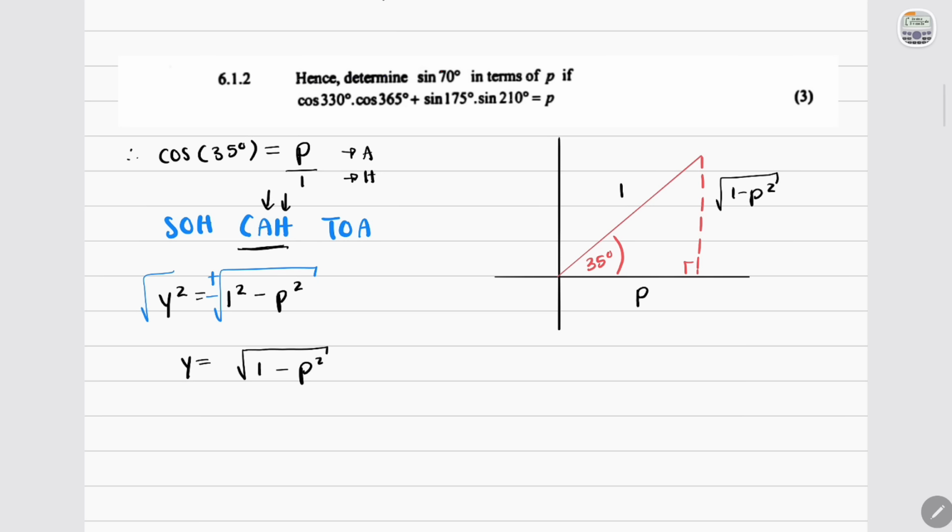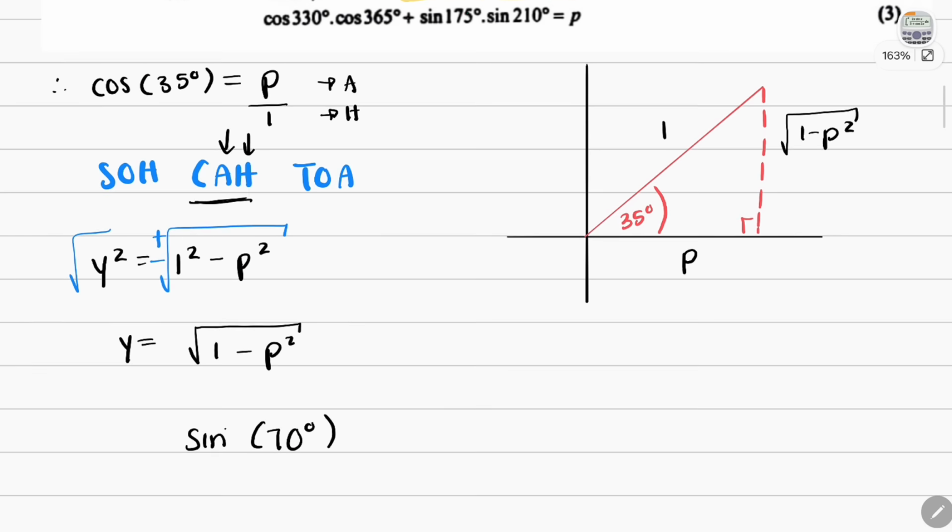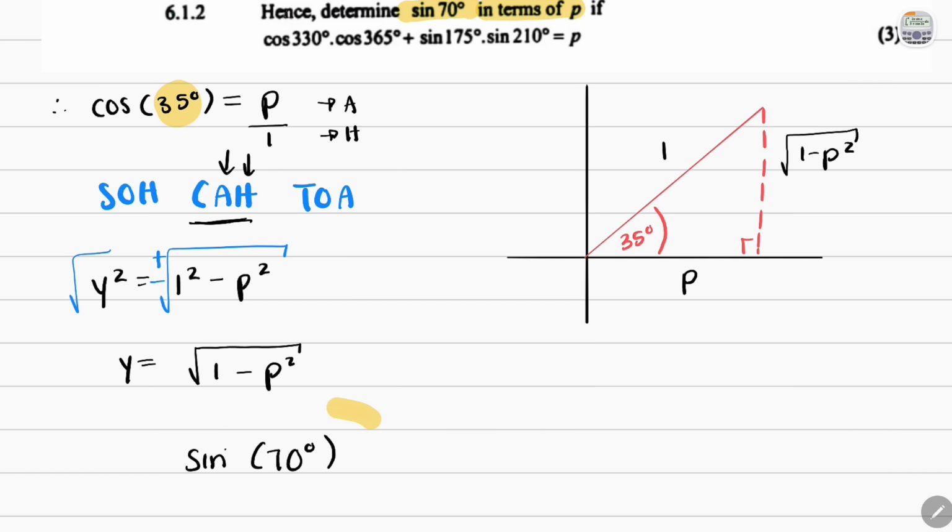And now we can find what they want us to find. They want the value of sine 70 degrees in terms of p. Again, with question 5, remember when I said once they give you an angle, whatever questions they ask you, you always look at that angle and ask yourself, what does this angle have to do with the angle I already have? Because that is the only way you can relate it to your diagram. So 70 degrees and 35 degrees, what do they have to do with each other? Well, 70 degrees is double 35 degrees. So we can clearly see they're using double angles here.